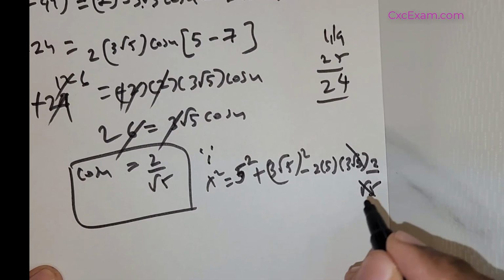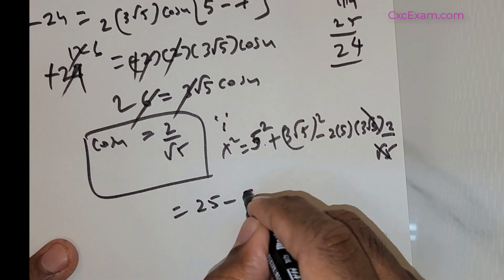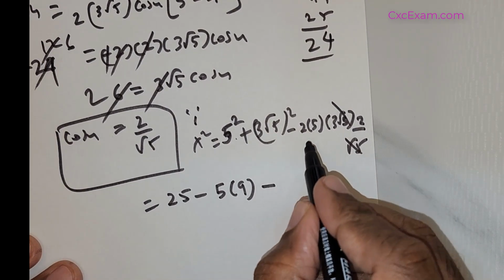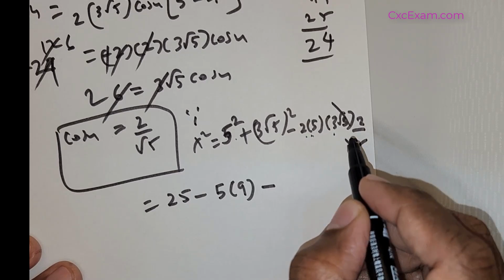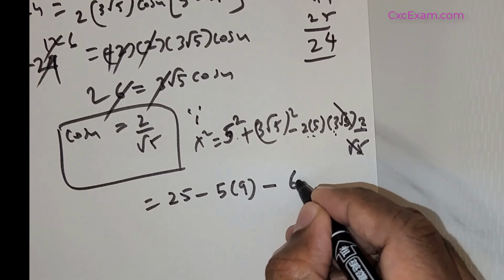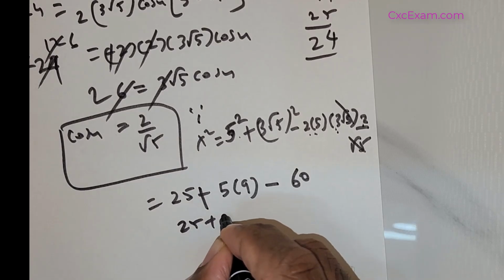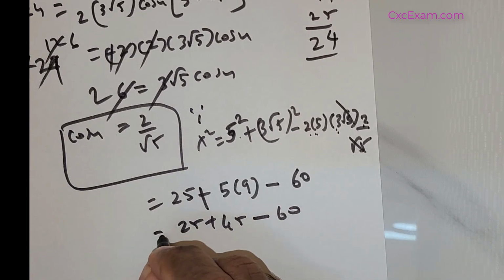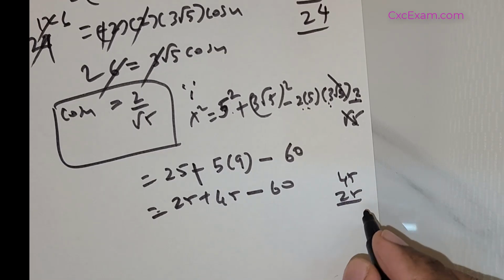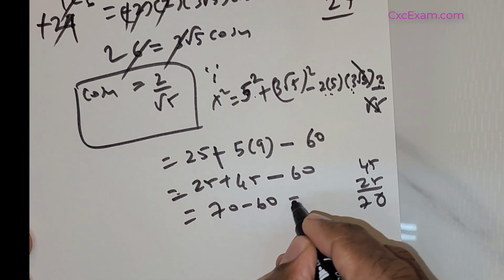So root of 5 gets cancelled. So this gives you 5 squared, 25. Root of 5 squared is 5, and 3 squared is 9. Negative 2 times 5, 10. 10 times 3, 30, times 2, that's going to be 60. Over here it's positive. So this is 25 plus 45 negative 60. So 45 added with 25 gives us 70. 70 negative 60, that's going to be 10.